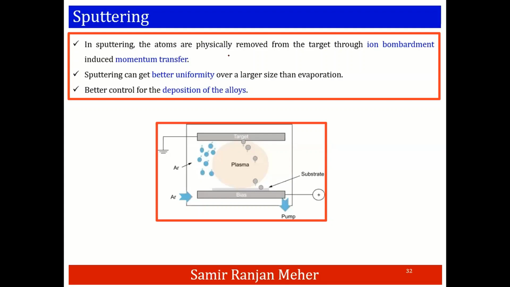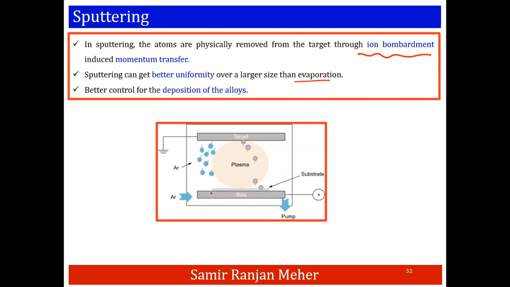Sputtering is basically a momentum transfer process, in which ions strike a particular target of our choice, and they eject out atoms through momentum transfer, which then go and condense on the substrate. The advantage of sputtering is that we can get far better uniformity over a larger size than with evaporation, and it is also an ideal technique for the deposition of alloys.